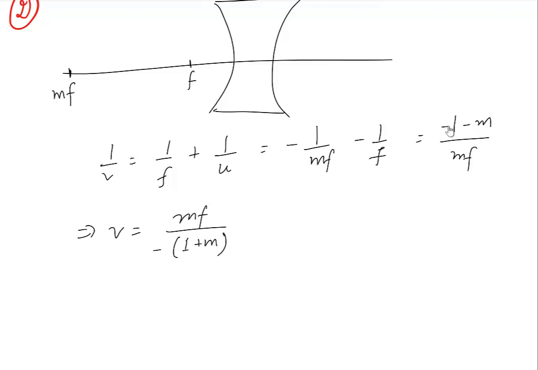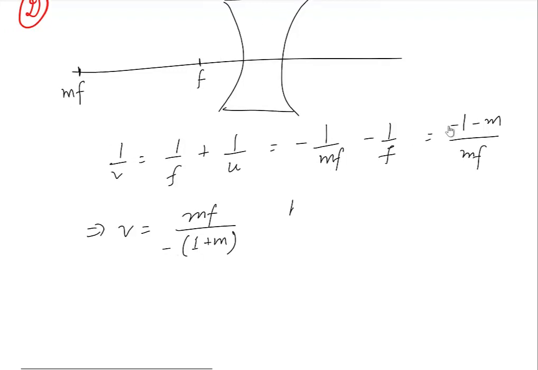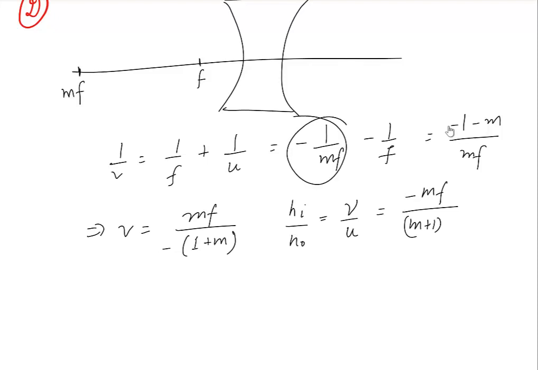Now you have to find the size of image is shorter than the size of object, that is height of image over height of object, that's also equal to image distance over object distance, and that will be here minus mf over m plus 1 over object distance, and object distance, as you can see, is minus mf. So minus of mf, this gets cancelled, and this is shorter by how many times?